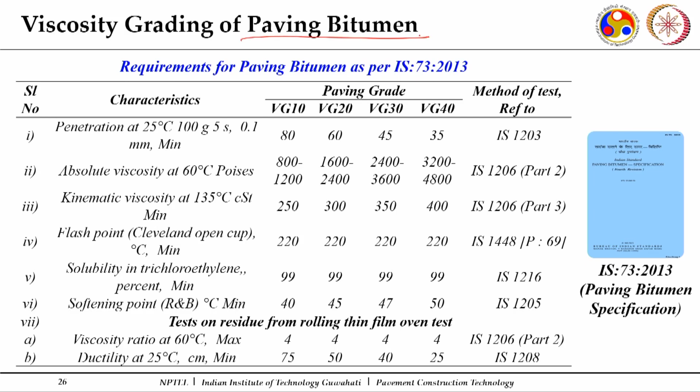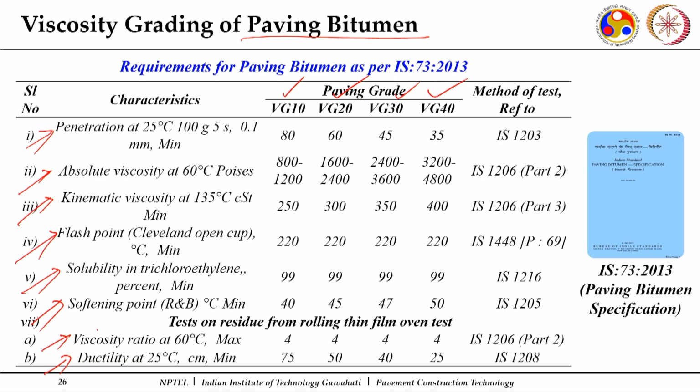Now, in this paving bitumen, one new thing is there are 4 different grades which are shown here, but each grade has requirements in terms of penetration, absolute viscosity, kinematic viscosity, flash and fire point, solubility, softening point. Then there are ductility and viscosity ratio. So, all these tests we discussed.